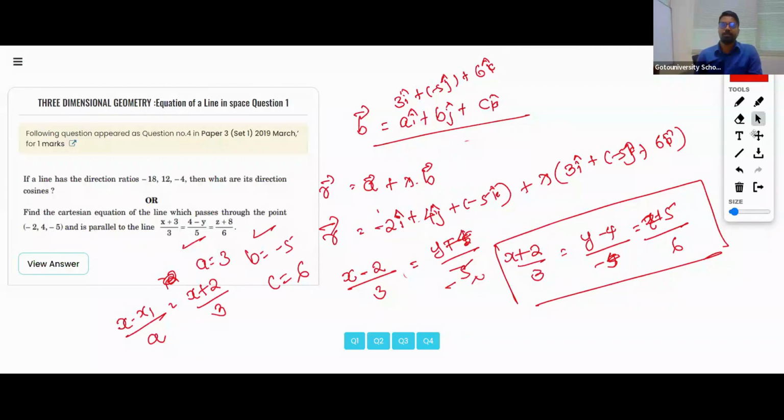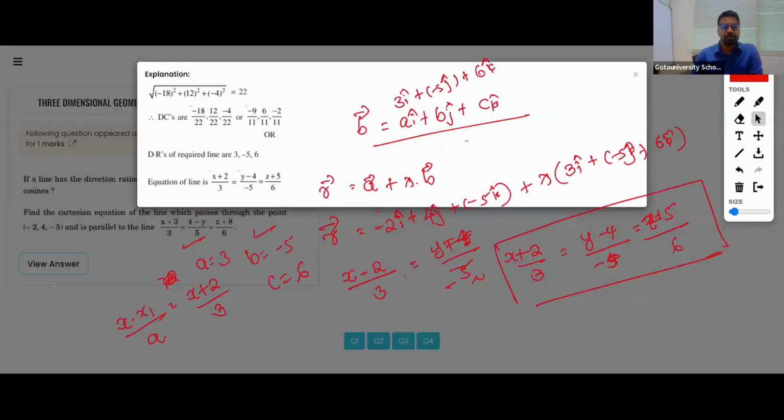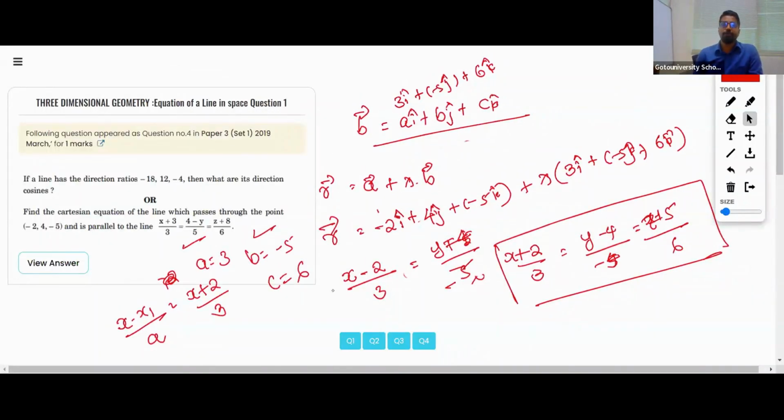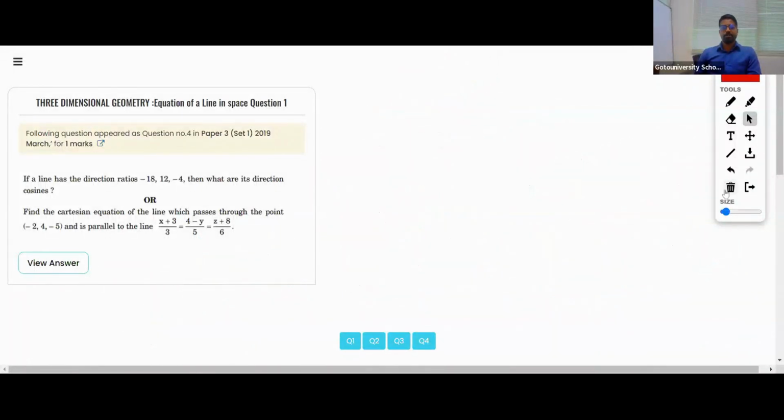Let's see what is the solution they have given. Yes, see, x plus 2 by 3, y minus 4 by minus 5 and z plus 5 by 6. So we don't have to write it in the vector format. Without that also, directly we can use it if we know A, B, C. As we know A, B, C after rearranging the given equation, we know clearly what the values of A, B, C are. Using that, we can use the direct Cartesian format. Okay, yes. Let's go to the next question.